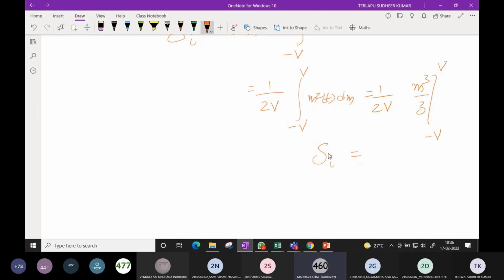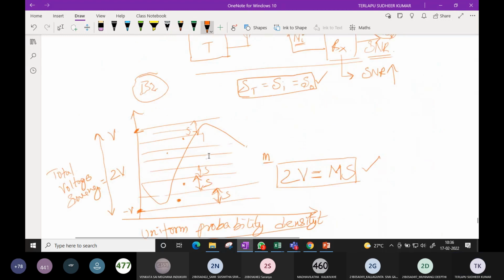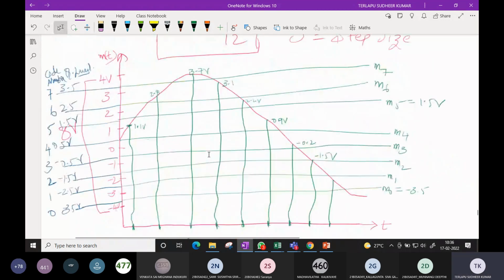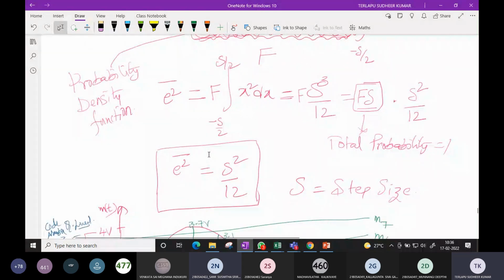V square by 3, sir. Okay, so the signal input power is V square by 3. Yesterday we calculated the quantization noise. Do you have any idea? We calculated S square by 12, right?